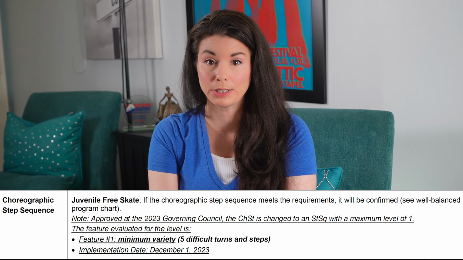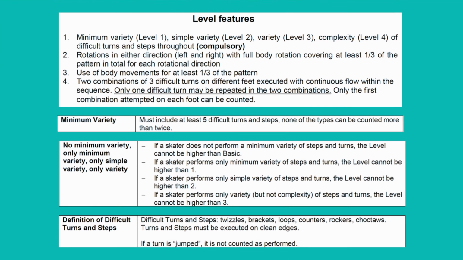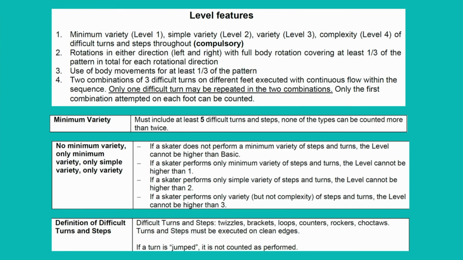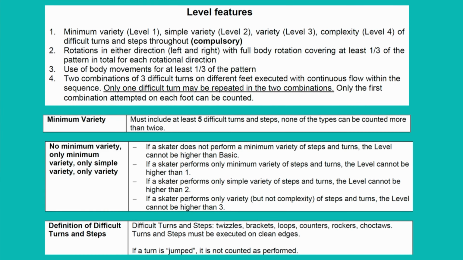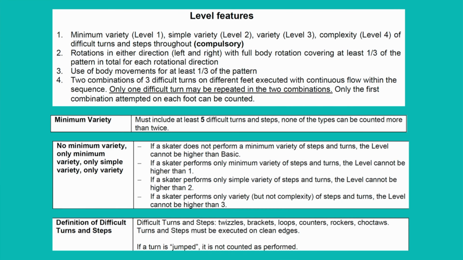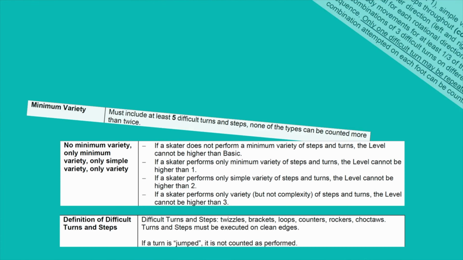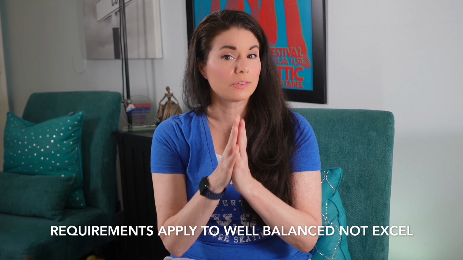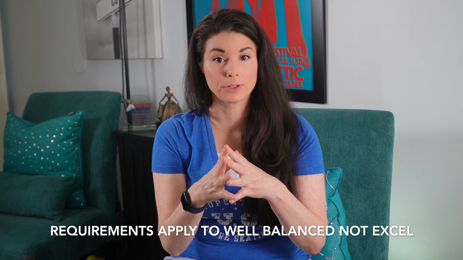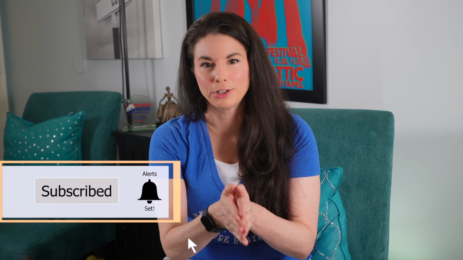For juveniles beginning December 1st, 2023, the choreographic sequence will be replaced by a step sequence with a maximum level 1, which is 5 difficult turns. They're looking for key points to determine if you receive a level base or a level 1 of the simple variety. They're looking for 5 cleanly executed difficult turns in that step sequence. Again, this is for well-balanced events. For Excel, the requirements may be slightly different for juveniles. When we get the Excel requirements, I promise I will do another video on them.